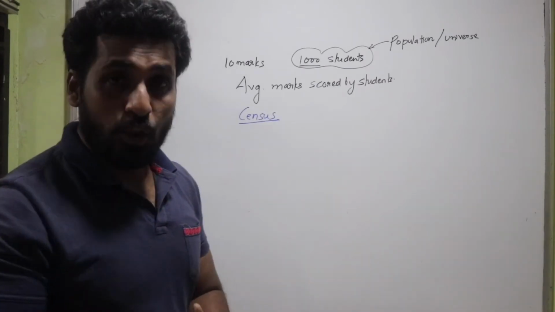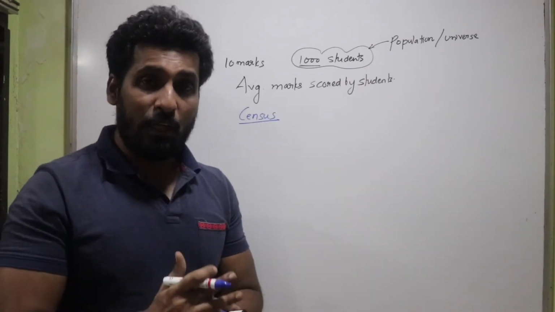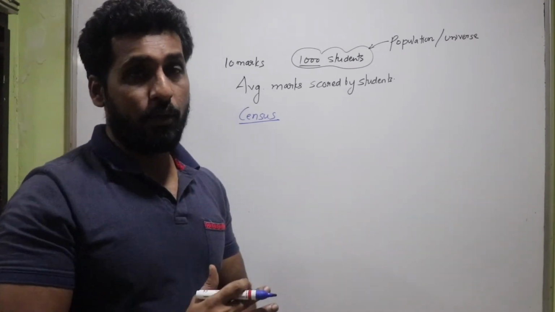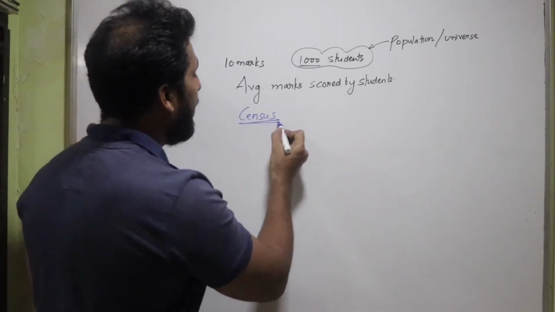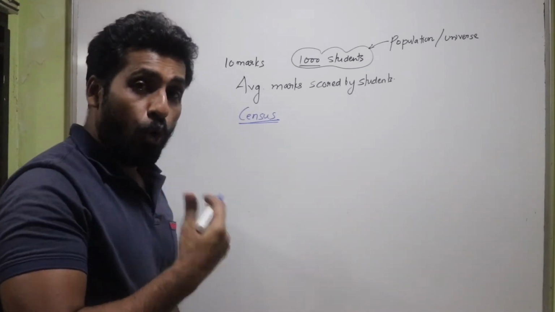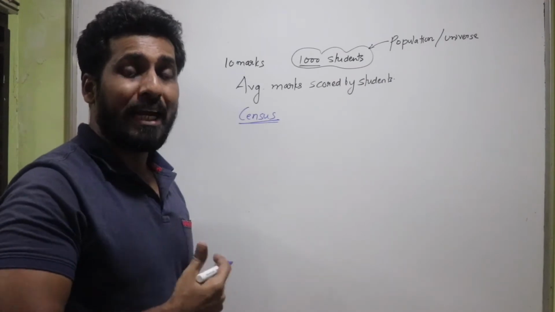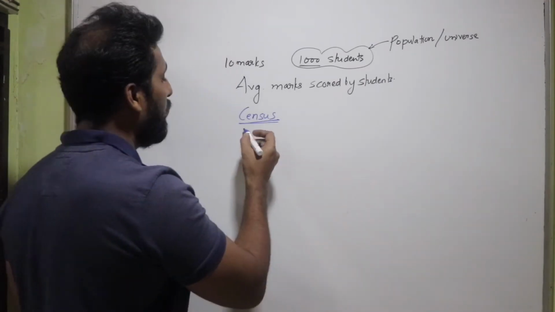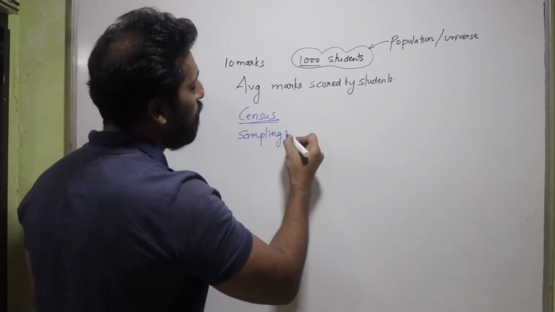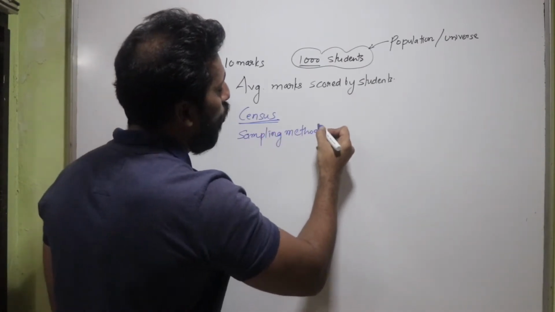It is time consuming, it is very costly, very expensive, isn't it? And it is also a tedious method to get the data. So one of the methods is census. The other method, the most significant or the most advantageous method, is nothing but the sampling method. So what is the sampling method?